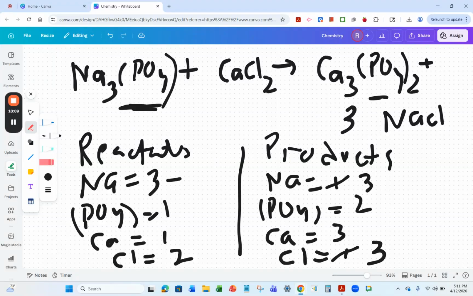Okay, let's go with the calcium. You have calcium 3. You can pick any. You have calcium 3 on the product side, calcium 1 on the reactant side. You need to make it 3. So if I use the coefficient 3, so my calcium is 3, but I change the chlorine number also. 3 times 2 is 6. And you have 3 chlorine on the right hand side. Okay, so here we go.